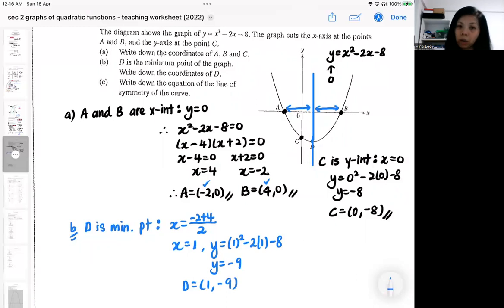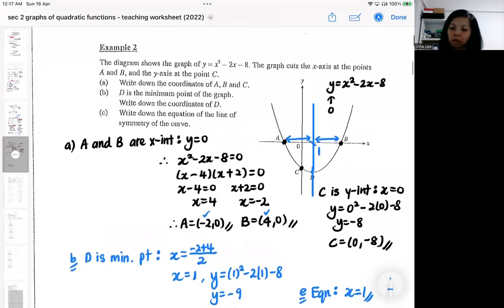And the equation of the line of symmetry. So the equation of the line of symmetry, that is a vertical line that cuts at 1. So the equation is x equal to 1. All these are the standard kind of question. So it will not change. The only thing that changes is the equation, but the property will not change.